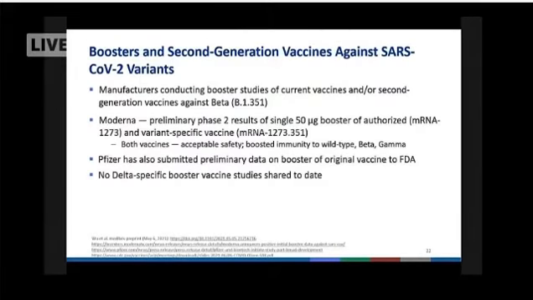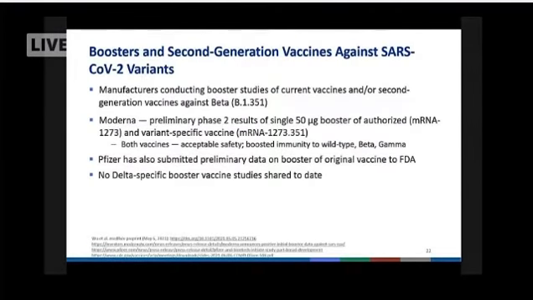Manufacturers are conducting booster studies of current vaccines and/or second-generation vaccines against the beta variant. Moderna has posted preliminary results of a phase 2 trial of a single booster dose of the previously authorized and a beta variant-specific vaccine. Both vaccines had acceptable safety and boosted immunity to the wild-type strain as well as to the beta and gamma variants. Pfizer has also submitted preliminary data on a booster of their original vaccine to the FDA. No Delta-specific booster vaccines or studies have been shared to date.